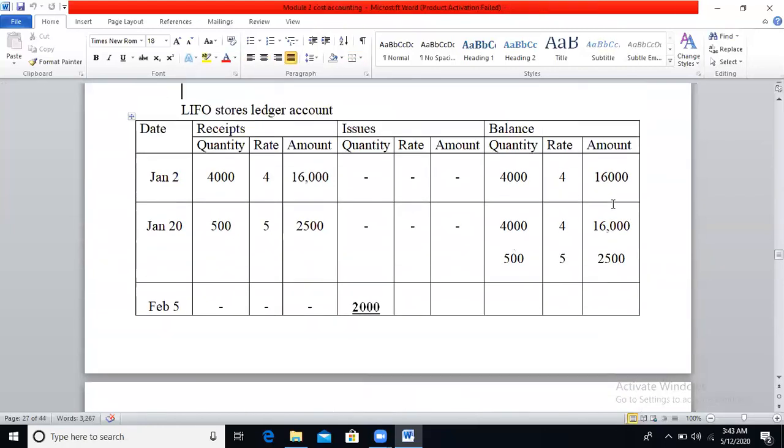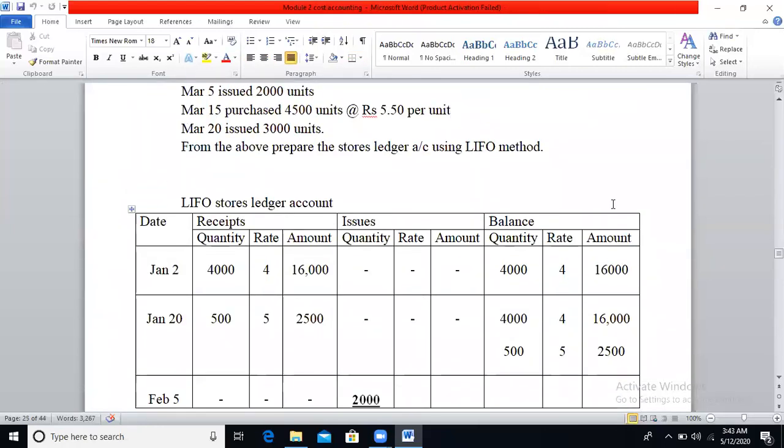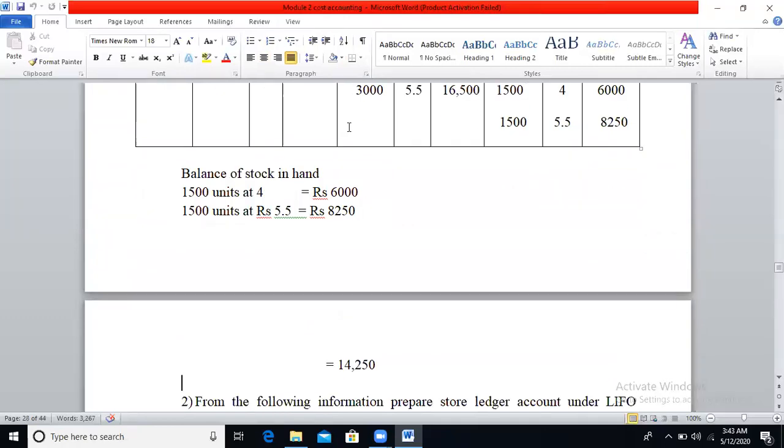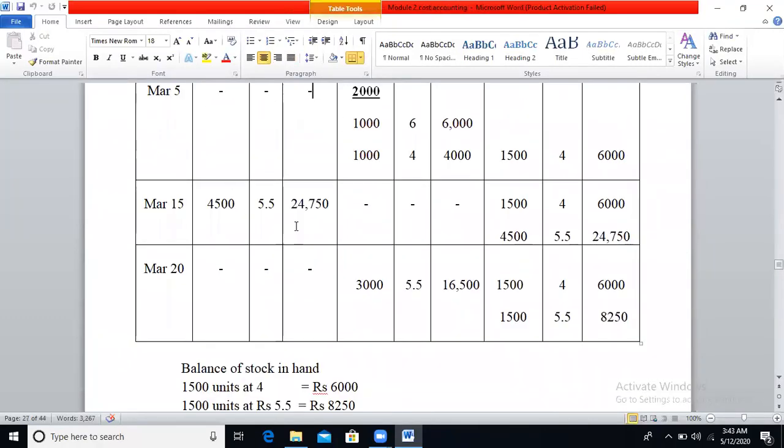The next transaction is March 20th, we are making an issue, that is issue of 3,000 units. So how will you issue? See the last balance. The last balance here is 4,500. So we can easily issue 3,000 units out of 4,500. So for these 3,000 units, what is the rate? 5.5. So 3,000 into 5.5, you will get 16,500.